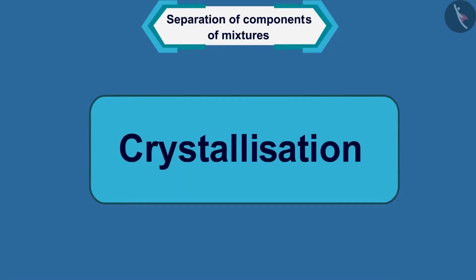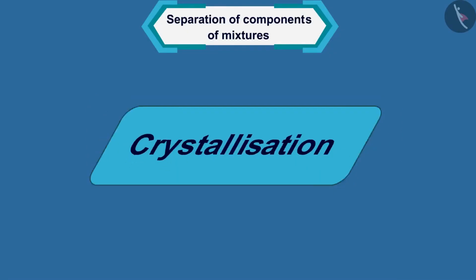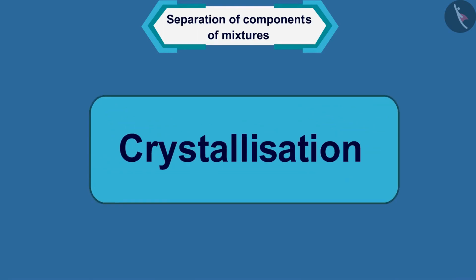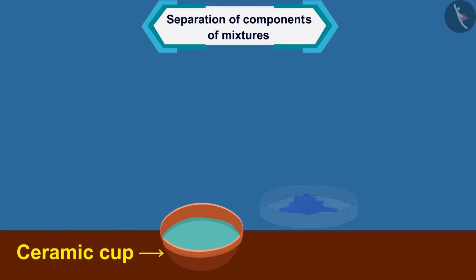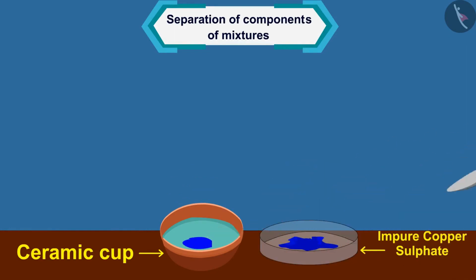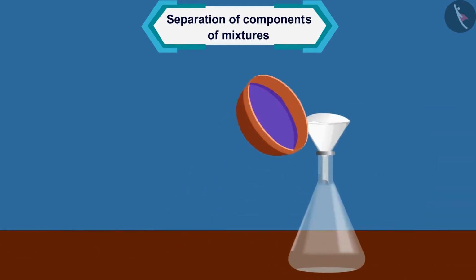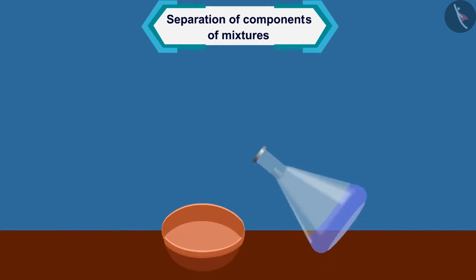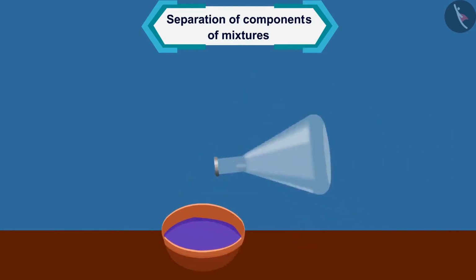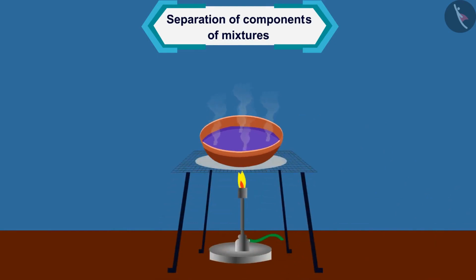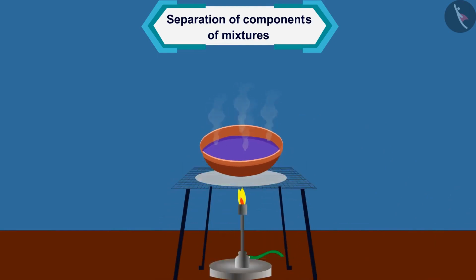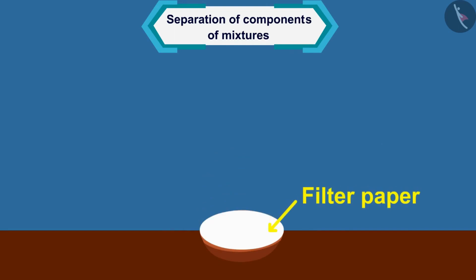Now, finally, the last separation technique is crystallization. Take about 5 grams of impure copper sulfate in a ceramic cup. Dissolve it in a minimum amount of water. Filter out impurities. Now vaporize the water from the solution of copper sulfate to obtain the saturated solution. Cover the solution with a filter paper and leave it undisturbed at room temperature to cool throughout the day.